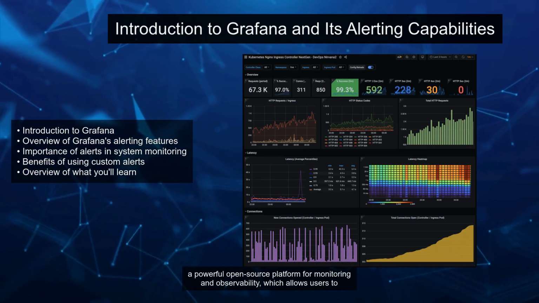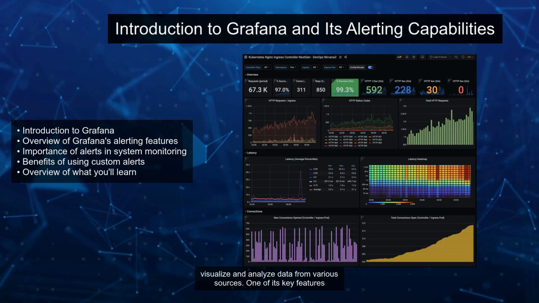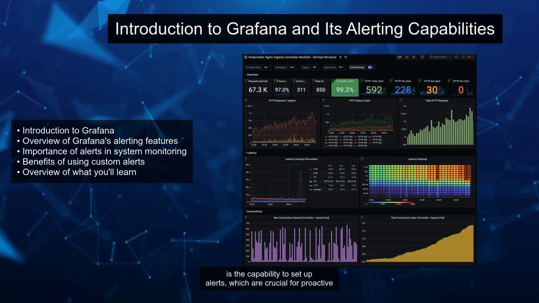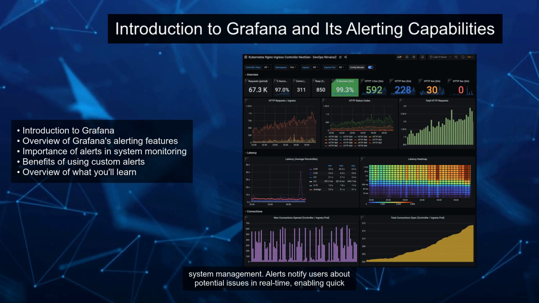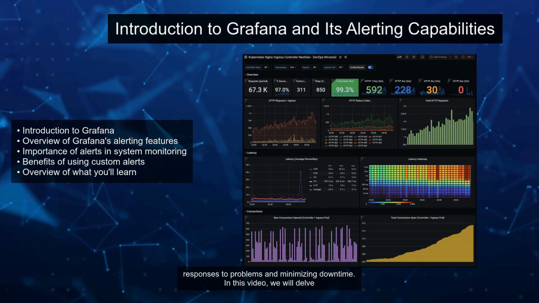Grafana is a powerful open-source platform for monitoring and observability, which allows users to visualize and analyze data from various sources. One of its key features is the capability to set up alerts, which are crucial for proactive system management. Alerts notify users about potential issues in real time, enabling quick responses to problems and minimizing downtime.